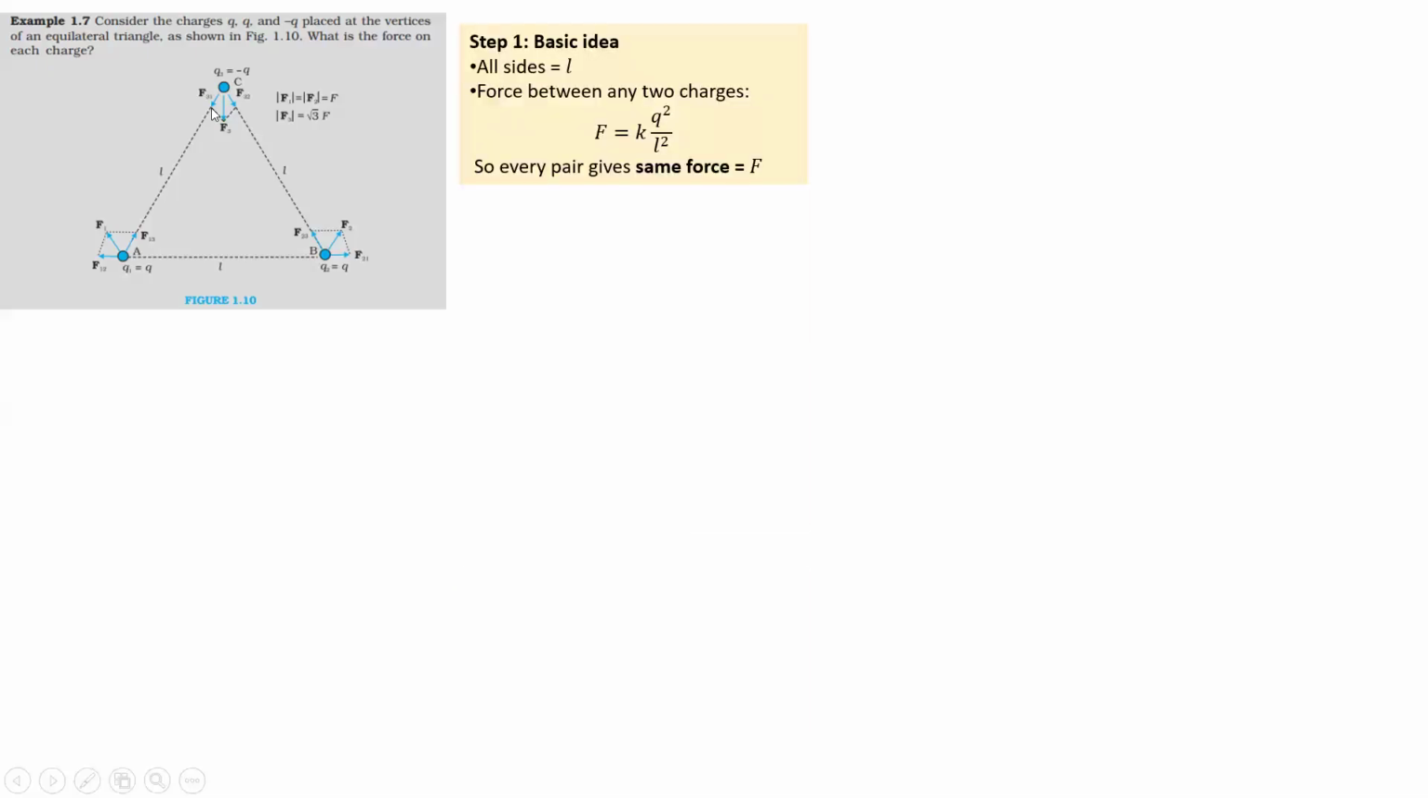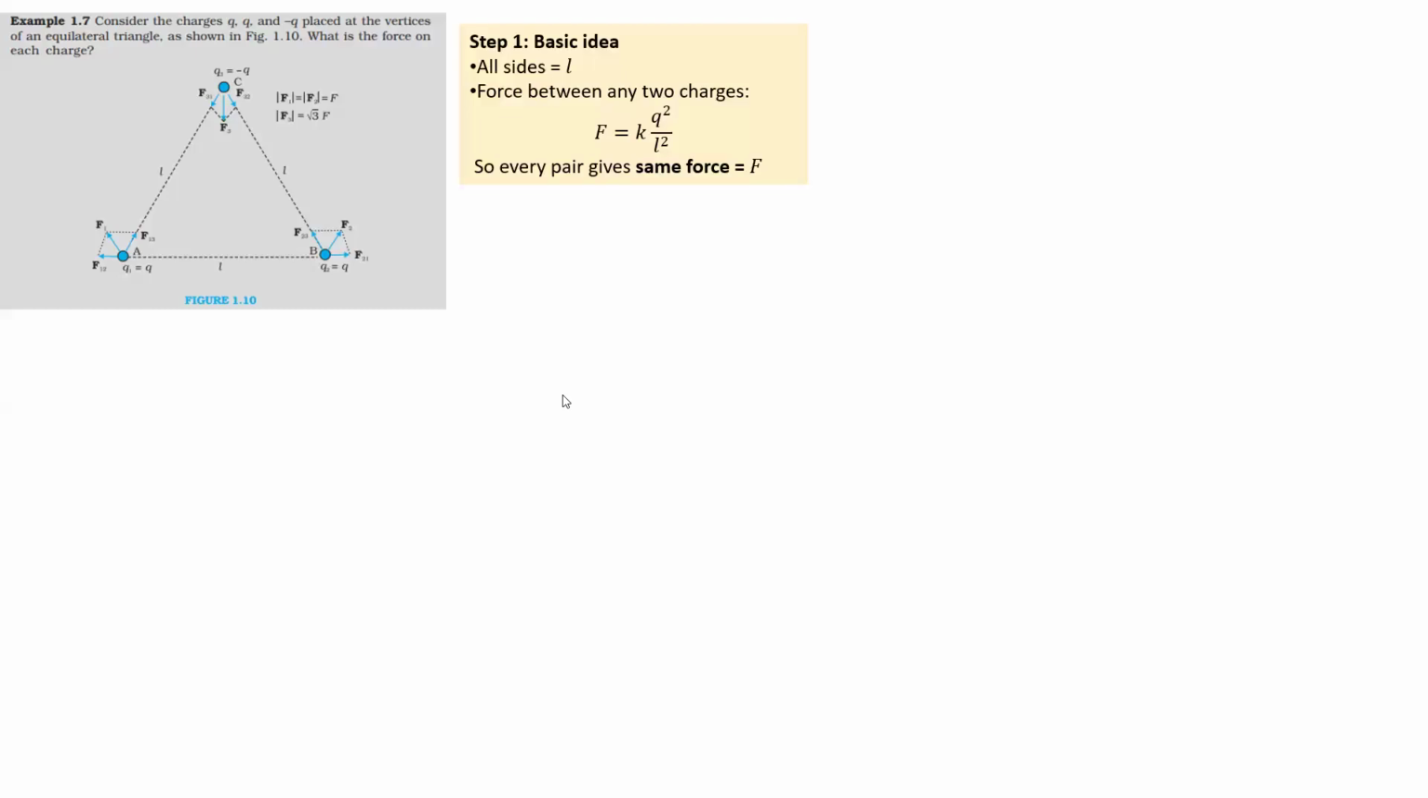Now, first we will find out what is the magnitude of force in each and every case. All 3 charges are equal in magnitude. So, force equal to K Q1 Q2 by L square. Both are equal, KQ square by L square. So, magnitude of force is KQ square by L square. It will be same in each and every point.